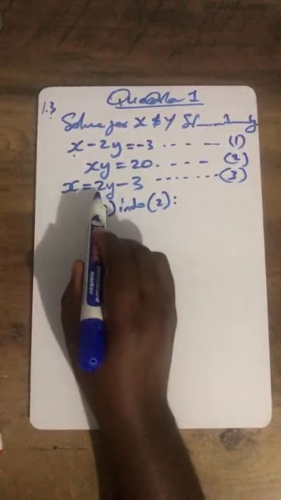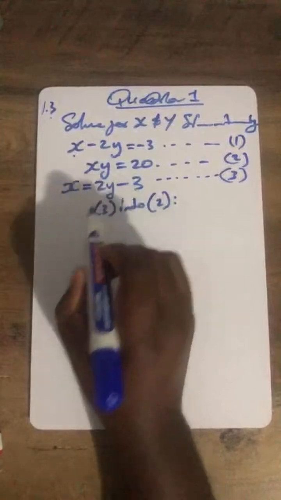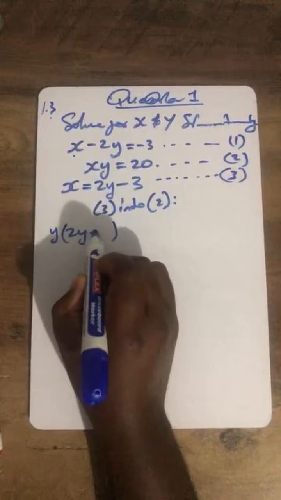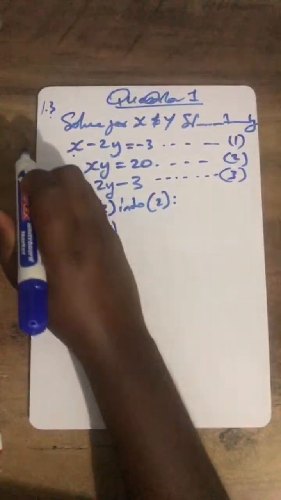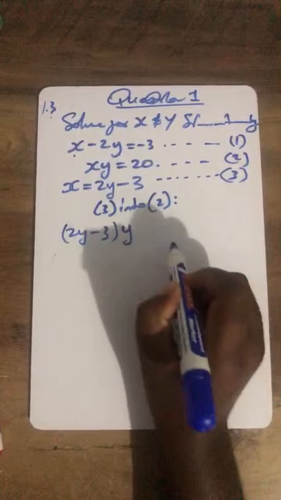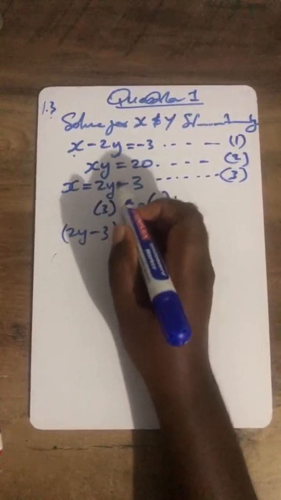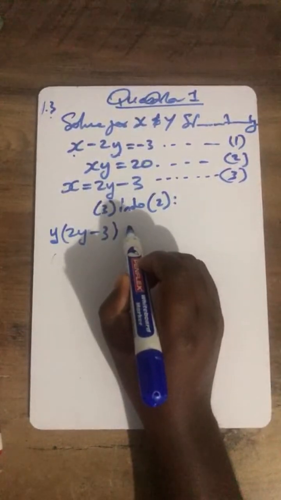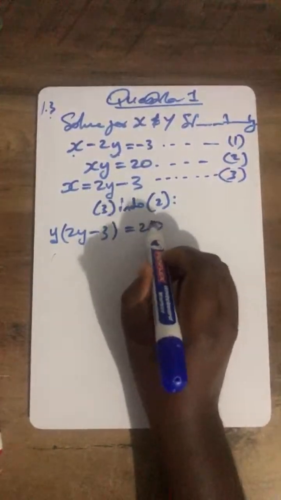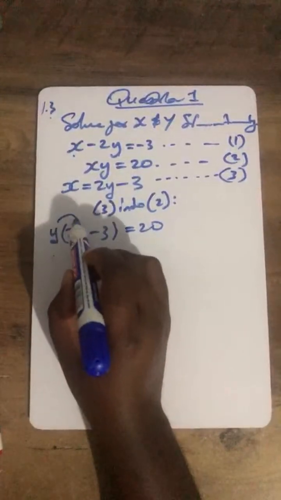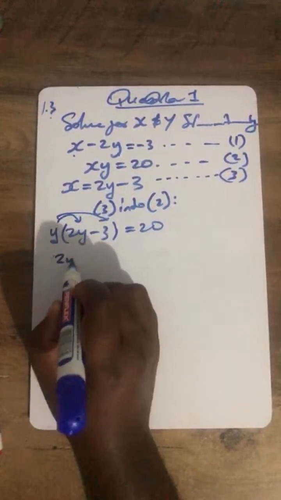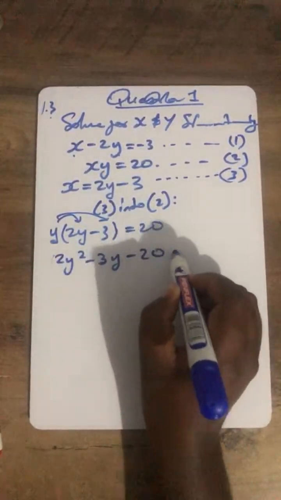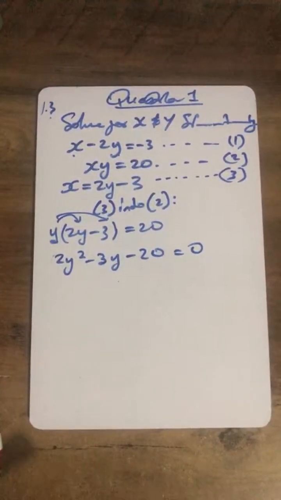Where you see x you are going to substitute. So you can still say y multiplied by your x, which is 2y minus 3. Obviously your y is on this side, but it's always best to write it on this side. So now you did substitute, and that equals 20. Can you see, you have 2y squared minus 3y. You take the 20 to the other side, it becomes minus 20. That equals 0.